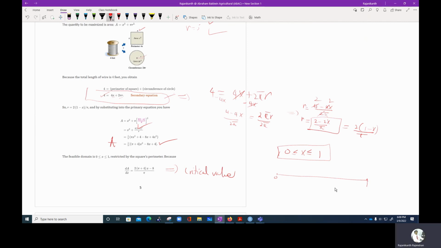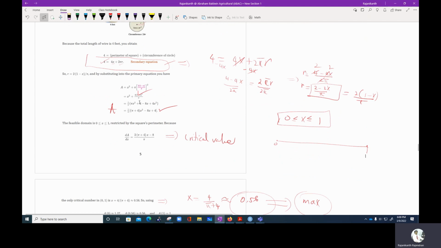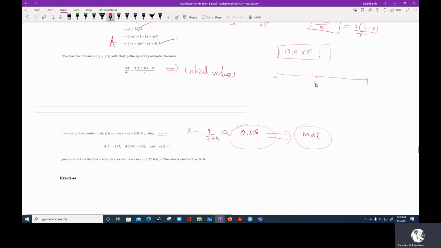Now you see you got one critical value, which was 0.56, right? 0.56 will be somewhere here. Now check your area function first derivative, plugging in test values. So you could use 2 test values. You could choose any value. Okay, so you could choose either 0 or 1 here, no problem. So according to our notes, we have chosen 0 in this interval and 1 in that interval.